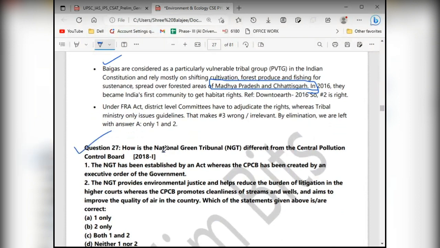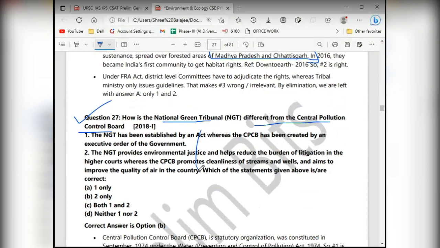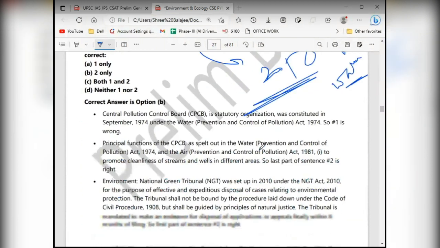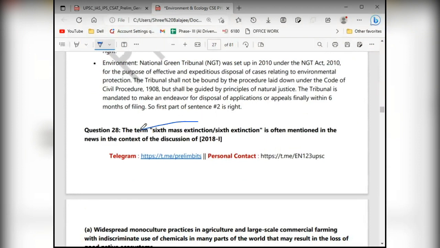So how is the NGT different from the CPCB? So CPCB और NGT में you have to just make a difference. So NGT जो है वो 2010 के एक्ट से बना है. Okay. 2010 के एक्ट से बना था. सो एनजीटी इन्होंने कहा कि ठीक है इससे बना है, तो फिर सीपीसीबी किससे बना है? तो सीपीसीबी भी जो है वो एक एक्ट में आता है, एंड दैट इज द वाटर एक्ट. ओके, ये वाटर एक्ट से, तो पहला स्टेटमेंट हो गया गलत, एंड सेकंड स्टेटमेंट जो है दैट इज करेक्ट, वो तो इसी की वर्डिंग पे है.